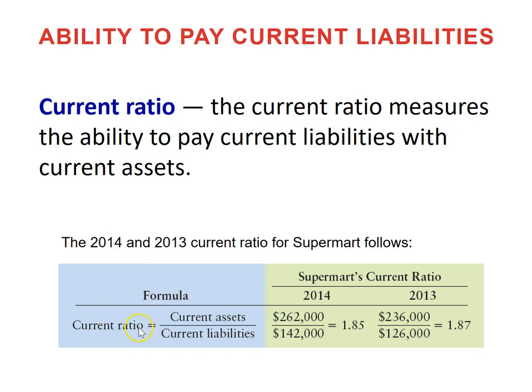To calculate the current ratio, you need to know the current assets and current liabilities. So the ratio is current assets over current liabilities, and Supermart's two years' figures are there. This is the example I took from the textbook. Now you can compare those ratios. In 13 their ratio was 1.87, but in 14 the current ratio is 1.85. The current ratio decreased slightly from 13 to 14.